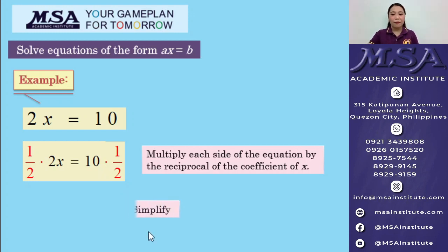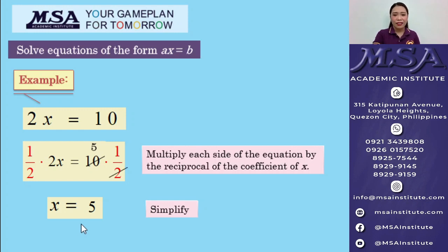Alright, and the next step is to simplify. So one thing to remember, if you multiply a number by its reciprocal, the answer is always equal to 1. Let's say, for example, 2 multiplied by its reciprocal, which is 1/2, will give you 1. So 1/2 times 2x is 1x, or simply x, and then 10 times 1/2, we can cancel 10 and 2, so that will become 5, and 5 times 1 is 5. So the value of x here is 5.